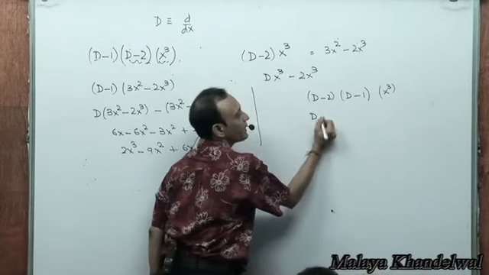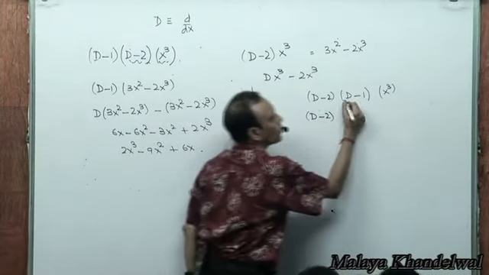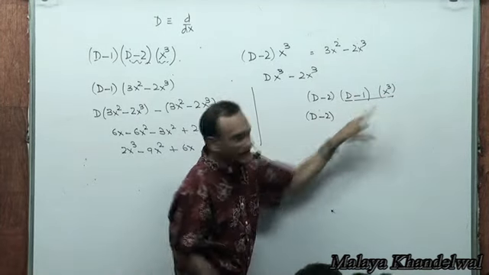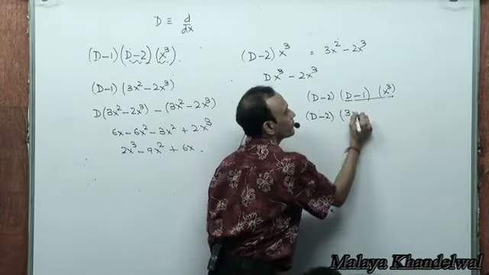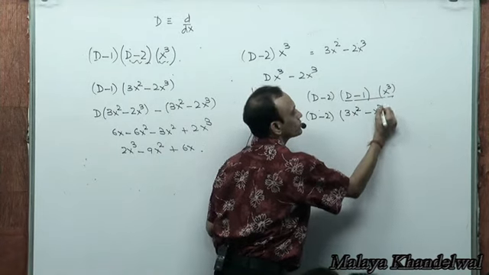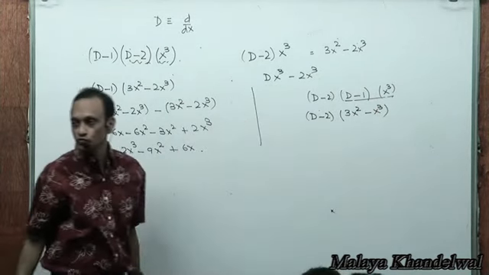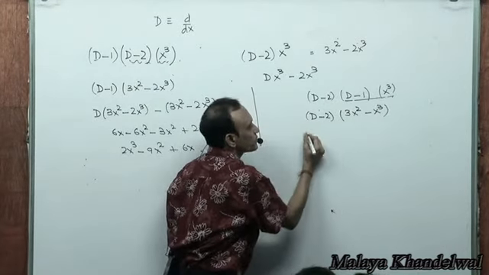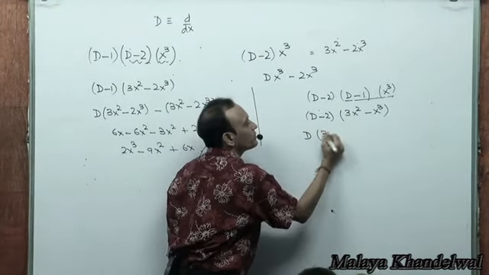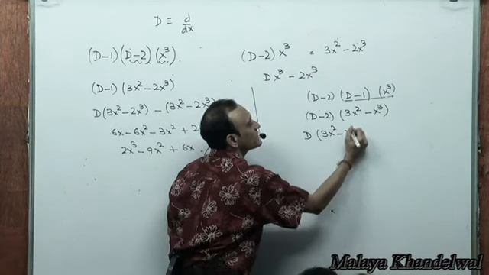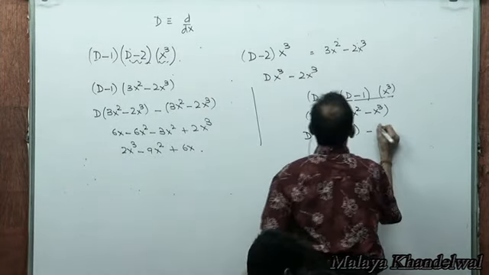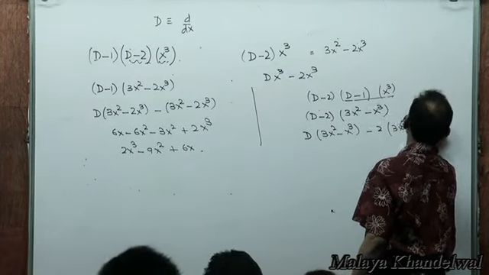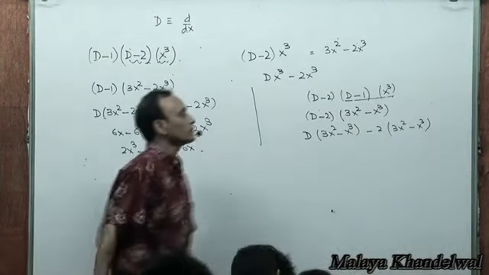So this is like d minus 2. Now what's the output of this? D acting on x cube, which is 3x squared minus x cube. Yes or no? Now, this is like d acting on this minus twice this. So this is like d acting on 3x squared minus x cubed minus twice 3x squared minus x cube. This is what it means. Yes or no?